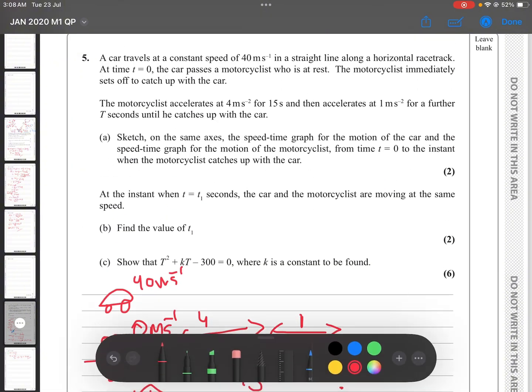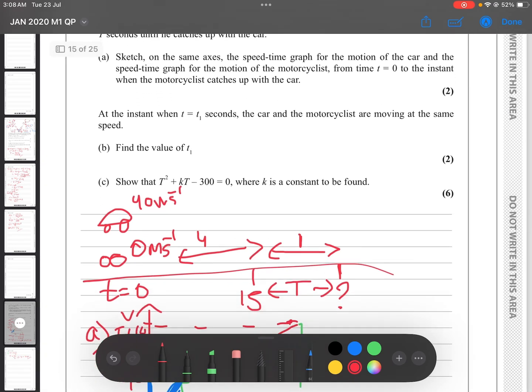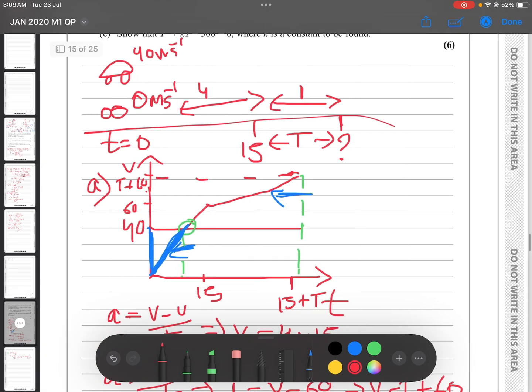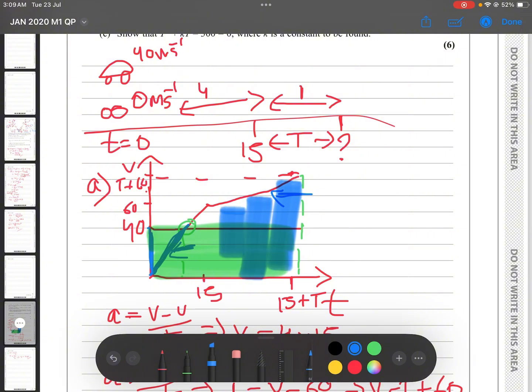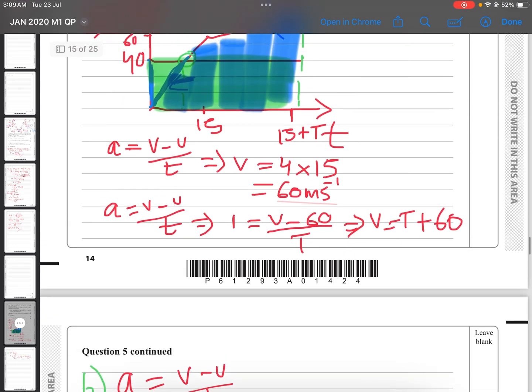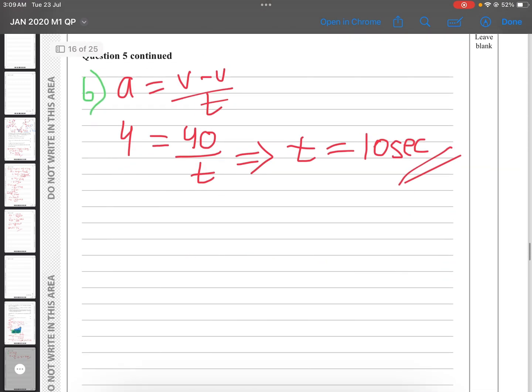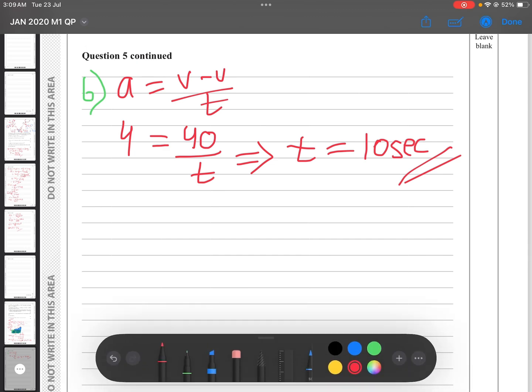Part C says show that t squared plus kt minus 300 equals 0. We can do this by finding the distance under the curves, right? We know for sure that this part of the curve and this part of the curve have the same distance. So we can make an equation out of that. Part C.